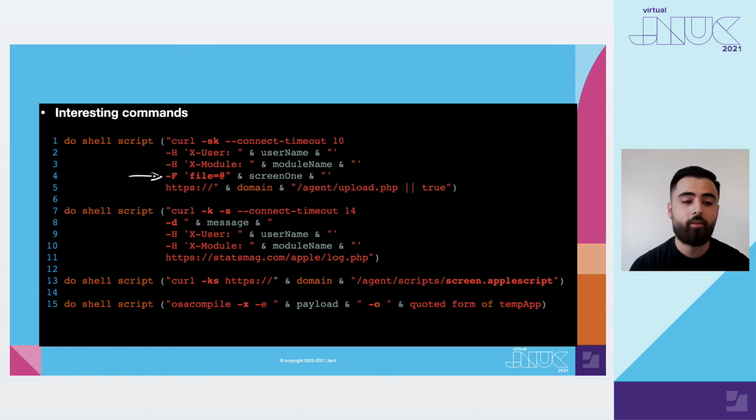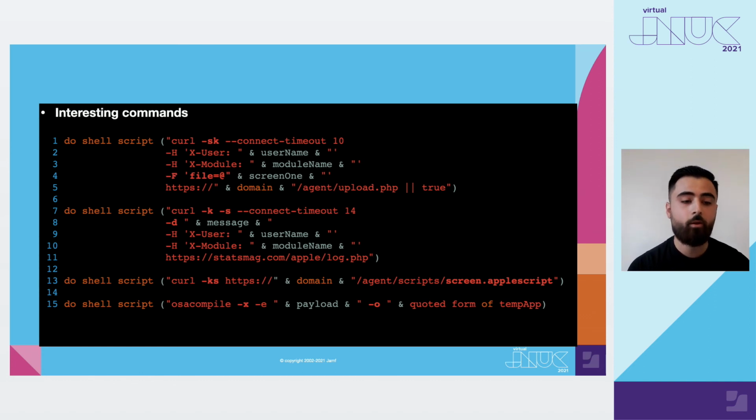They're using the -F command line argument, which lets curl emulate a filled-in form, and the file gets attached in the POST request as a file upload. And of course, in this case, the malware is uploading screenshots, but they can choose to upload any other file if they chose to do so.